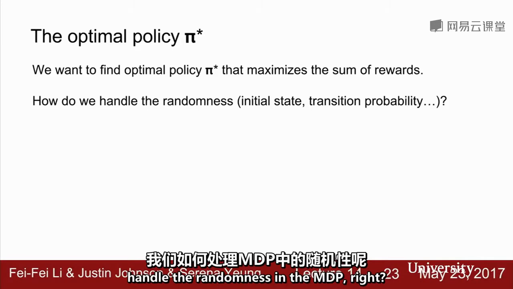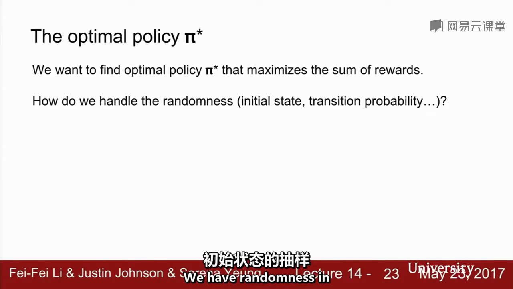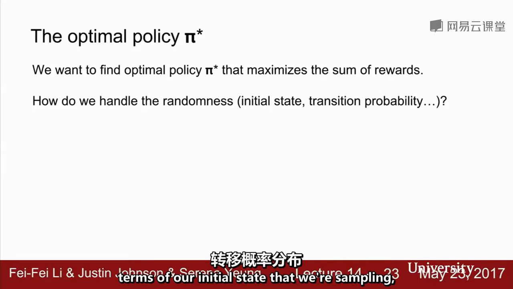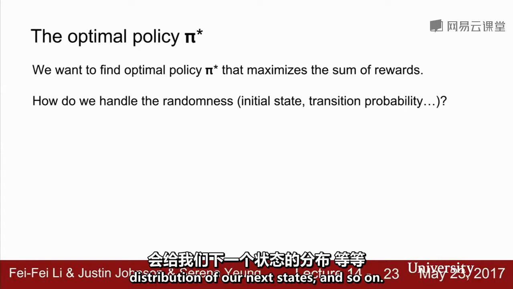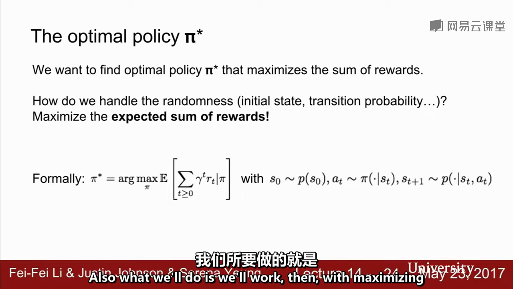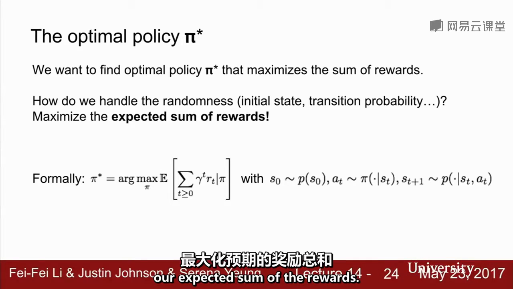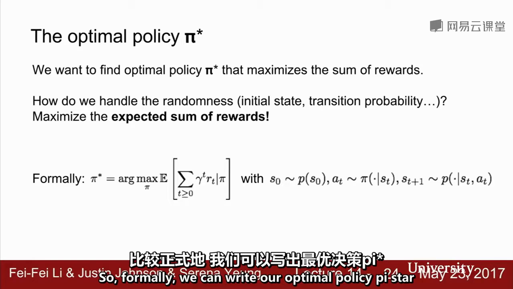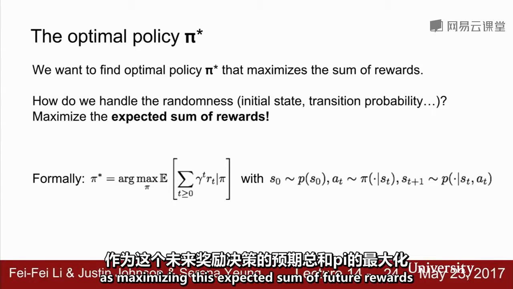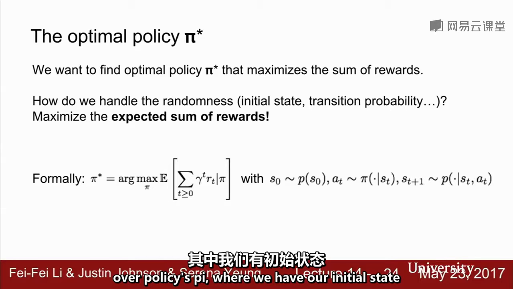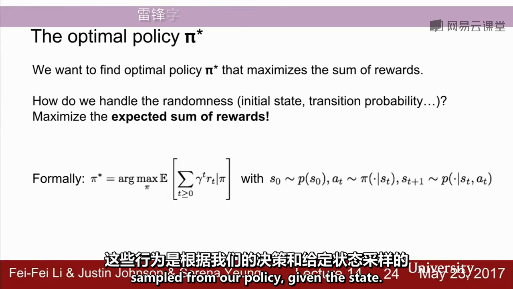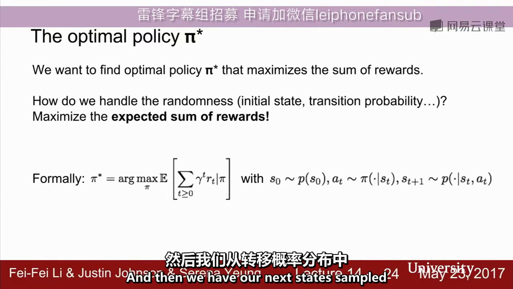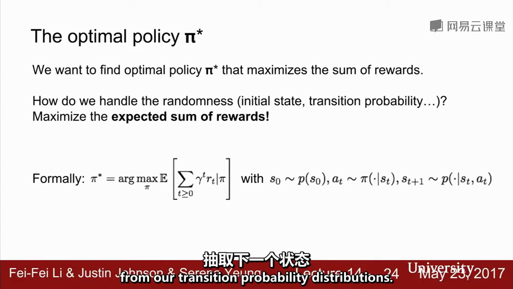And so one question is, how do we handle the randomness in the MDP, right? We have randomness in terms of our initial state that we're sampling, in terms of this transition probability distribution that will give us a distribution over next states, and so on. Well, what we'll do is work with maximizing our expected sum of the rewards. So formally, we can write our optimal policy pi star as maximizing this expected sum of future rewards over policies pi, where we have our initial state sampled from our state distribution. We have our actions sampled from our policy given the state. And then we have our next states sampled from our transition probability distributions.